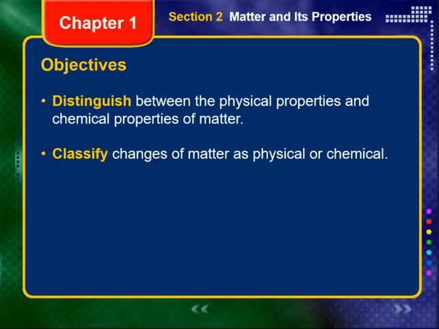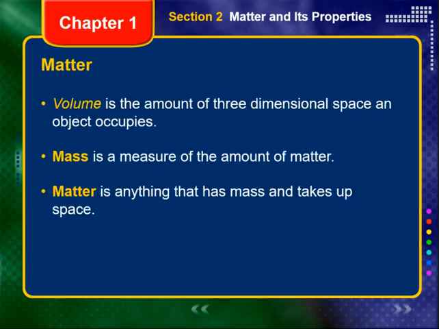At the end of this video, you should be able to distinguish between the physical properties and chemical properties of matter, and classify changes of matter as physical or chemical. Chapter 1, Section 2, Matter and its Properties.